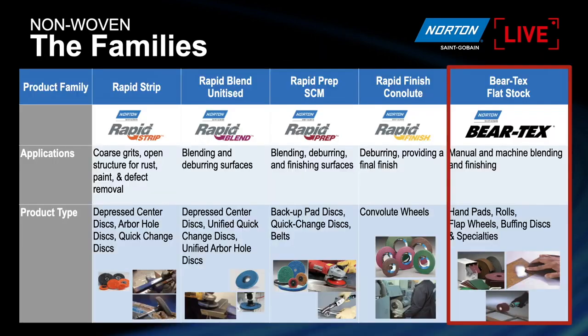Thank you. So here you can see the range of families that we have. There are 5 main families in the non-woven category. And we're going to look at the one on the extreme right, which is the Vertex hand pads. For lots of the other products, we've focused on some of the other live streams before, working on angle grinders or portable tools, or even the convolute wheels that we showed very recently, working on a pedestal grinder.